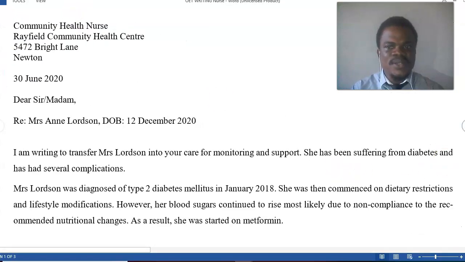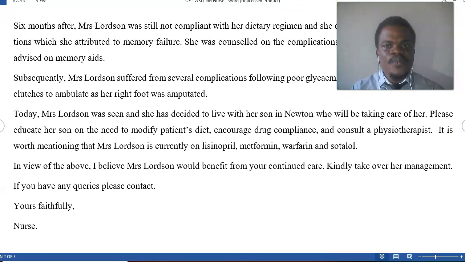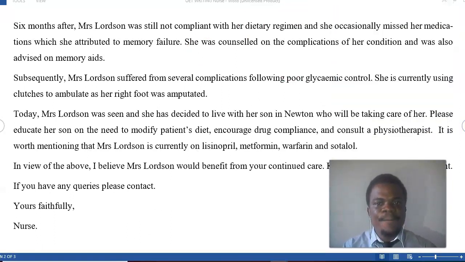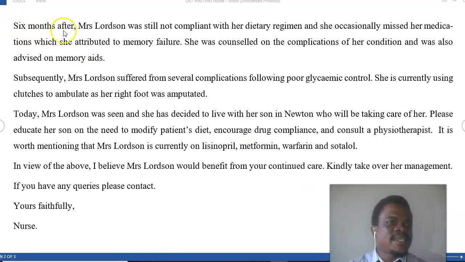So let's go to the 3rd paragraph. The 3rd paragraph is now set 6 months after the initial visit. Now 6 months after, Mrs. Lawson was still not compliant with her dietary regimen, and she occasionally missed her medications, which she attributed to memory failure. She always says she forgets things. So she was counseled on the complications of her condition and was also advised on memory aids. So you can see how I'm summarizing my information without listing things, repeating things all over again. So let's go to the next paragraph, the 4th paragraph.